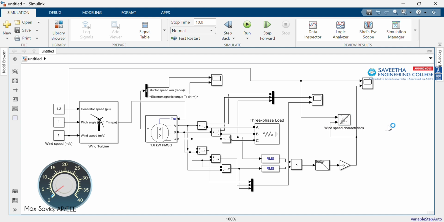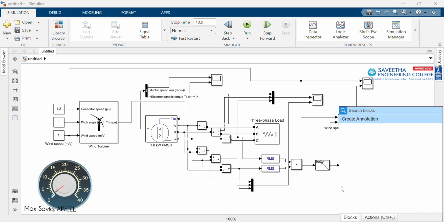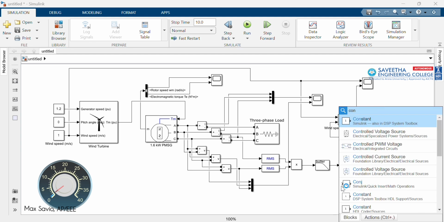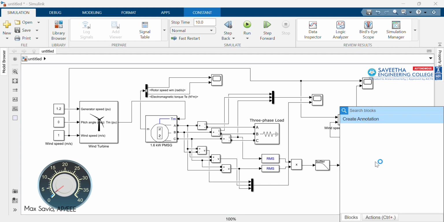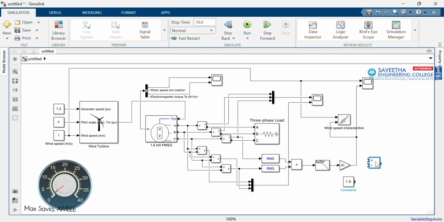All right. Okay. So let us also calculate the efficiency. To calculate the efficiency, I need the input power, so I take a constant which we have fixed for the input power as 1.6 kilowatt, that is 1600 watts. So this is the input power, and we need a divide block. In the numerator we need to put the output power divided by input power.